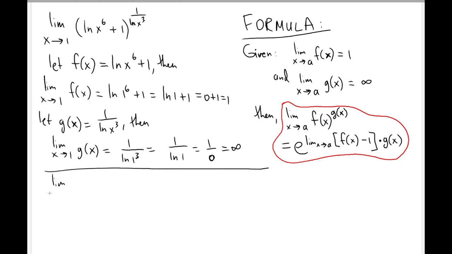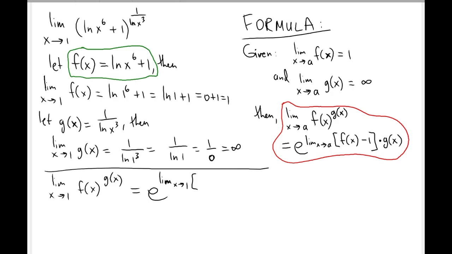So the limit as x approaches 1 of f of x raised to the g of x is going to be, and let's substitute in the number. So it's going to be e, this great number that we know, which is about 2.71, raised to the limit as x approaches 1 of what? Let's substitute. f of x minus 1. f of x was what? Let's circle the f of x. So f of x was this, and g of x was this. We're going to need that for substitutions.